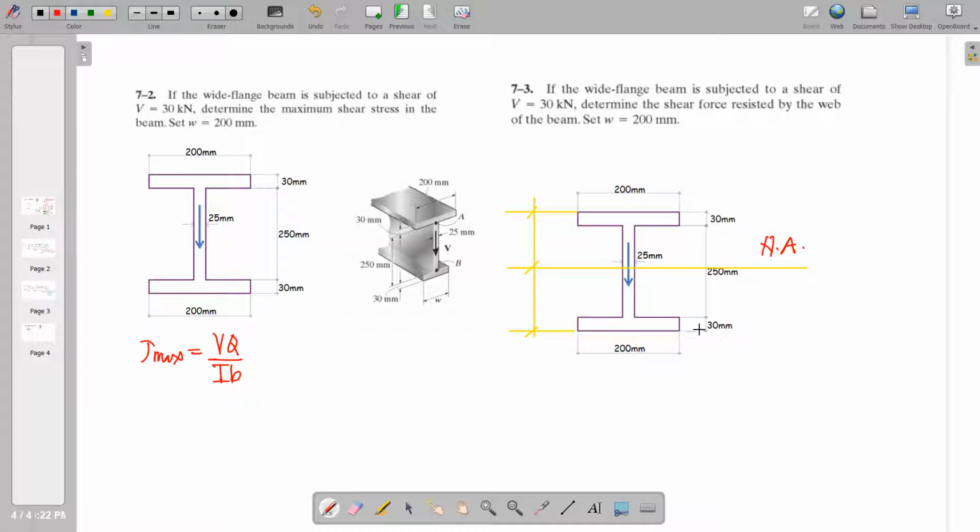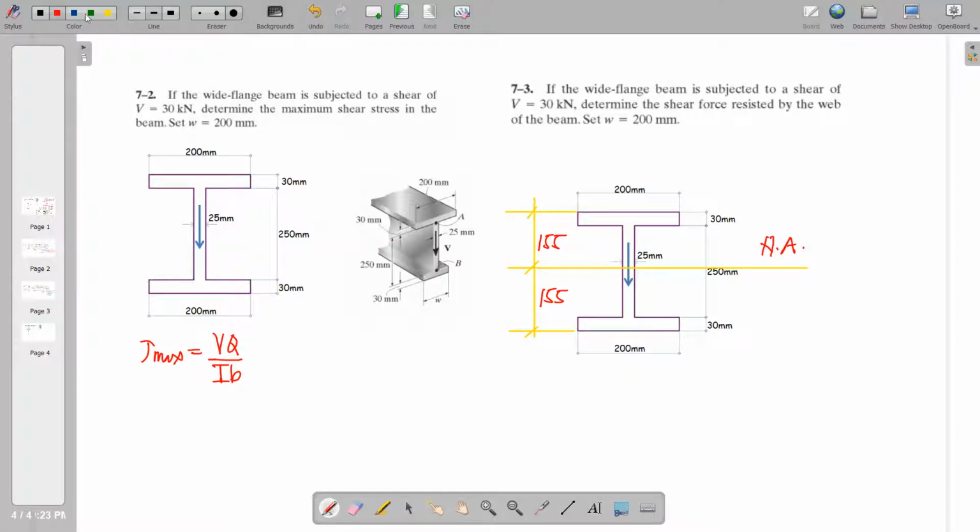So all in all, we have 310 millimeters. So 310 will just be divided by 2. So the location of the neutral axis is 155 millimeters from the bottom and 155 from the top as well. With this, we can right away determine our I and Q.